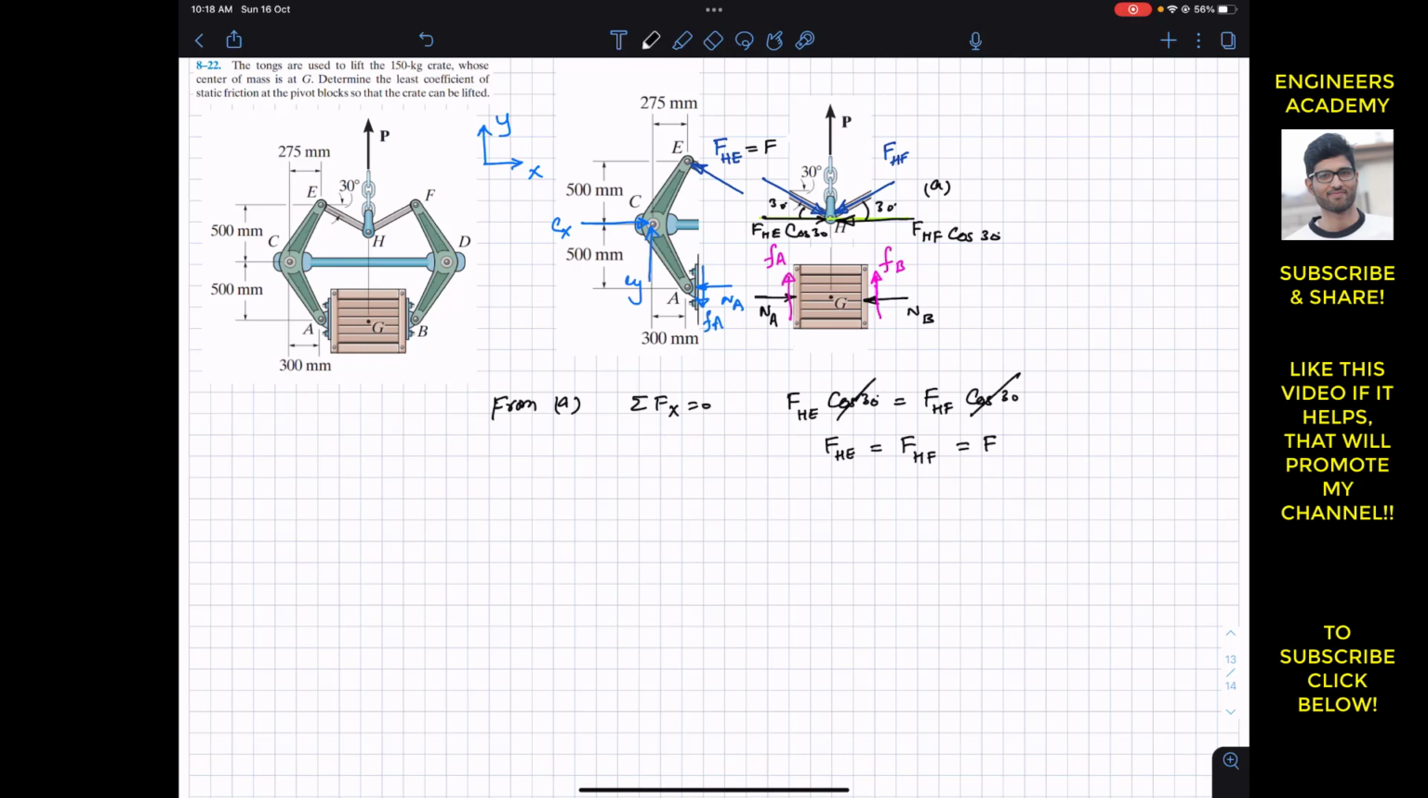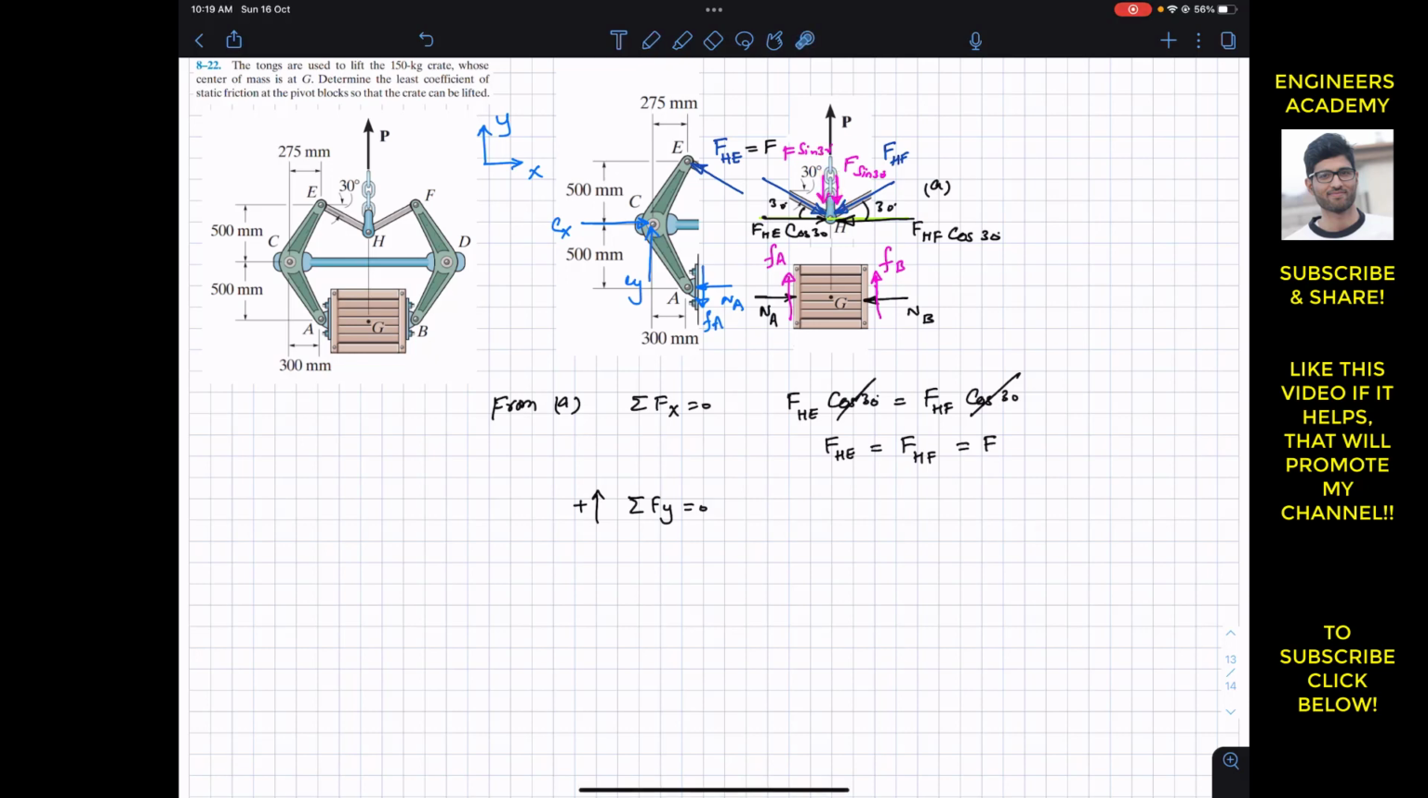And now if I apply the summation of forces along Y equals to 0, this is our positive Y direction. So now we can have the components of both of these forces in the Y direction. We will have this component, which will be the sine component of FHF, FHF sine of 30, and we will have one another component like this. This one will be the sine component of FHE. Since both are equal, this is F sine of 30, and again another F sine of 30. So we have these two components.